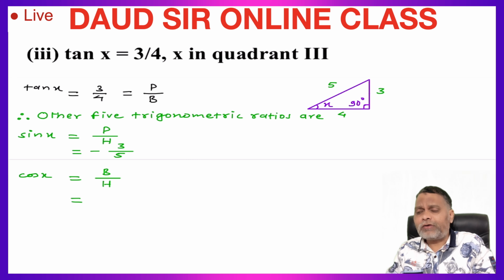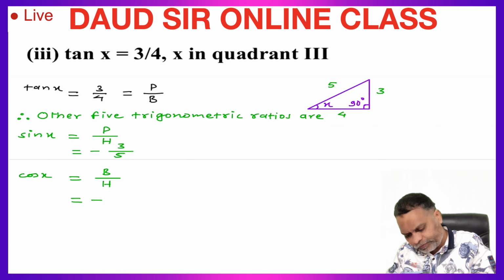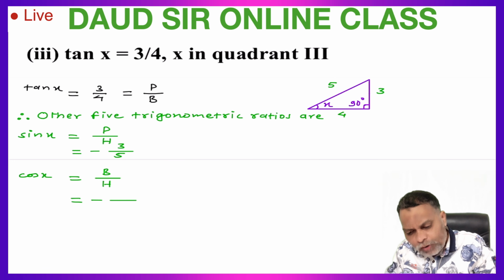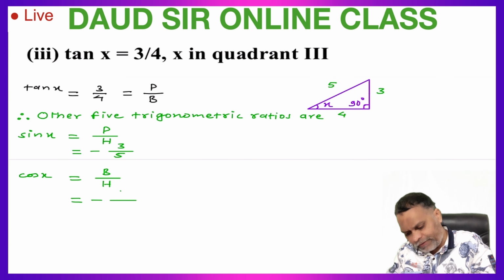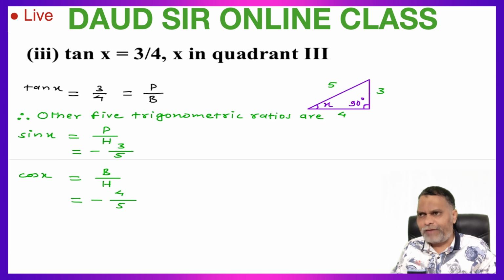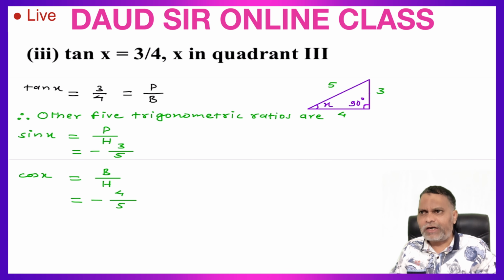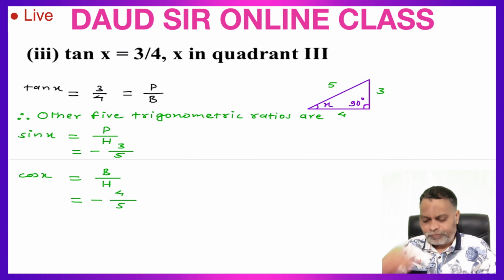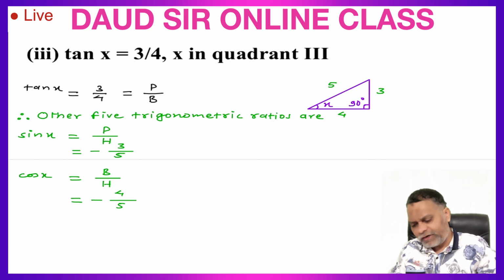In third quadrant, cos is negative, so put minus sign, and base upon hypo. Base is 4 and hypo is 5, 4 upon 5. So value of cos x is minus 4 upon 5. Minus sign is coming because x lies in third quadrant. In third quadrant, cos is negative. Cos, then tan value is given.